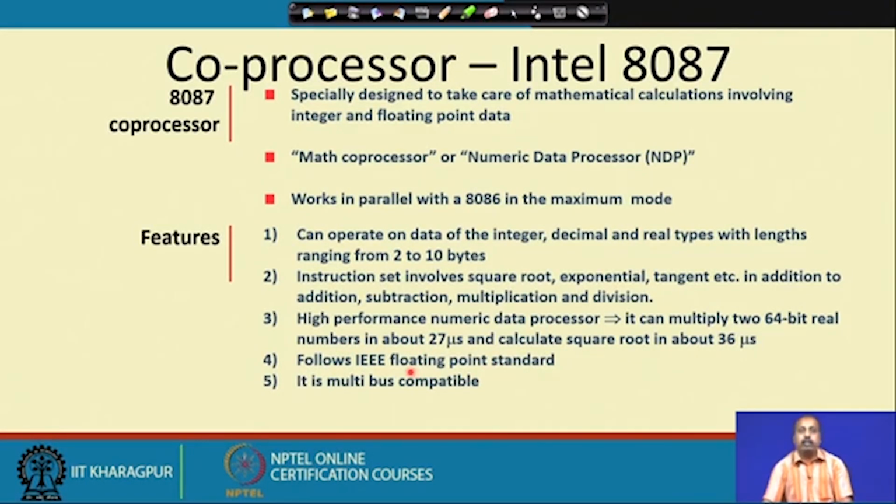There is a standard given by IEEE. It is following that standard, so that any other party or any other processor who follows this IEEE standardized floating point standard can use this 8087 as the coprocessor. It is multi-bus compatible, so it is compatible with the 8086 bus structure.